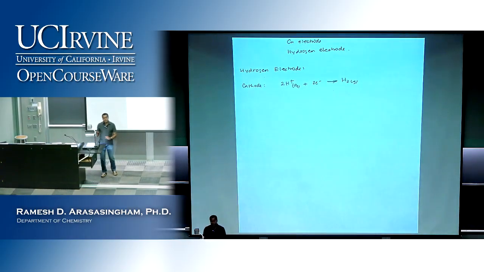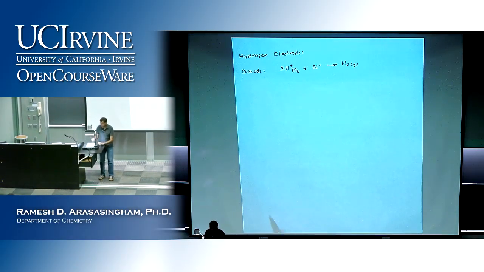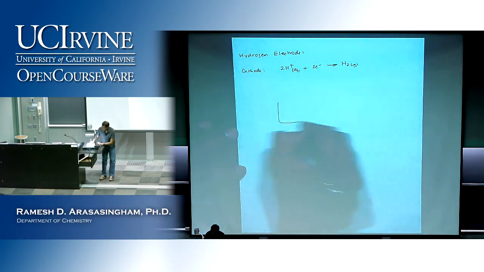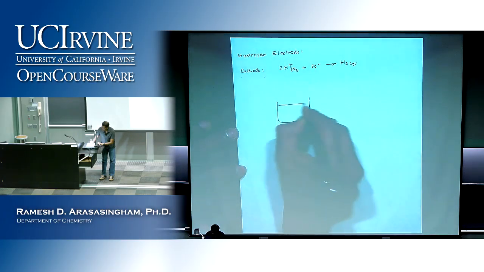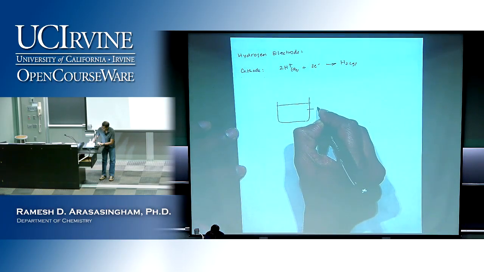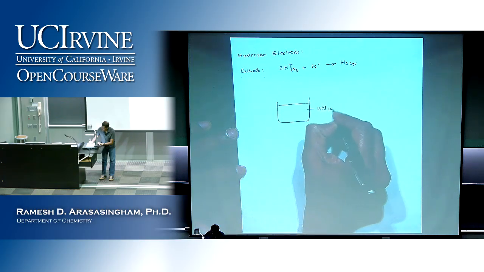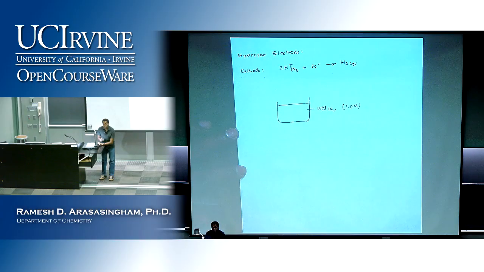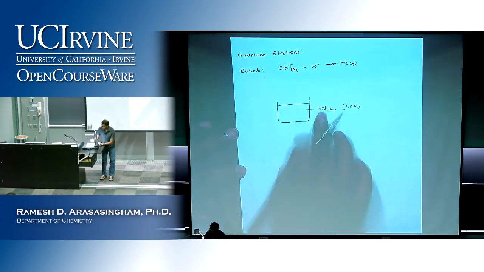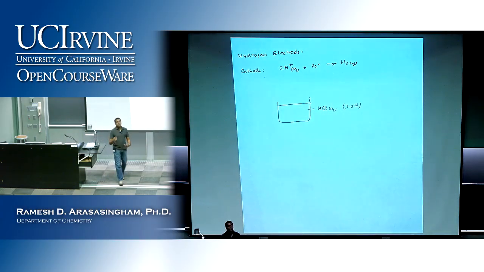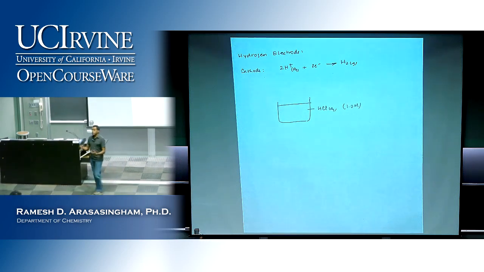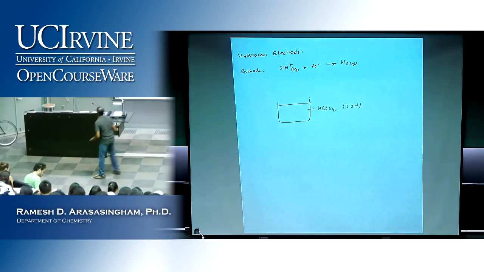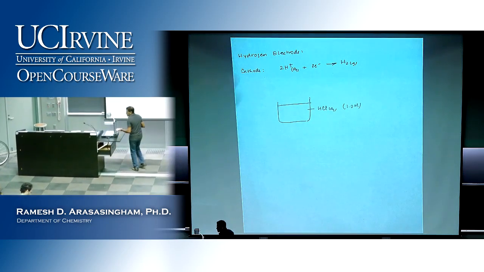All right? And so if you wanted to set this up, your H+ comes in the solution in the form of, let's say, HCl aqueous, and usually the concentration is 1 molar. So you can see in this, it's a strong acid, it dissociates completely, so in that solution you have H+ ions.